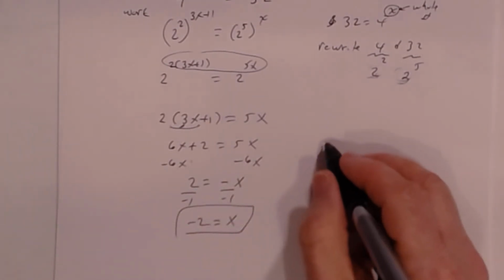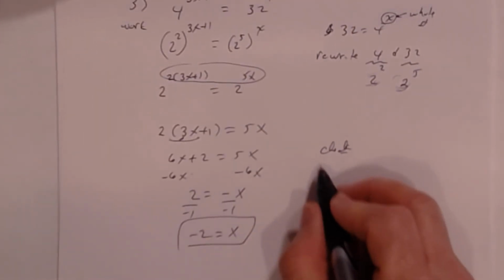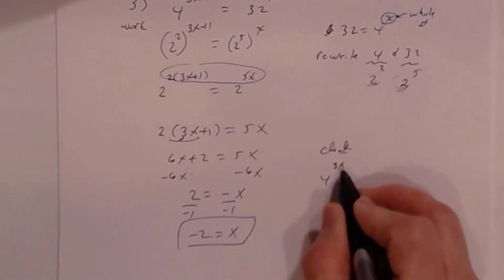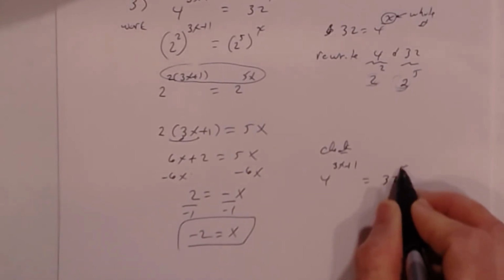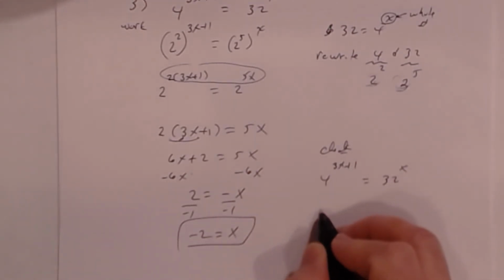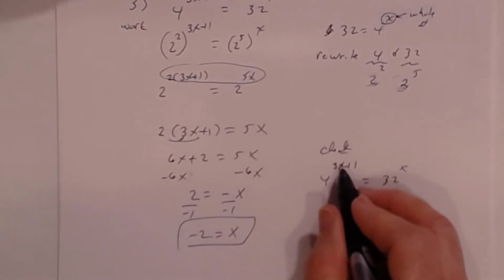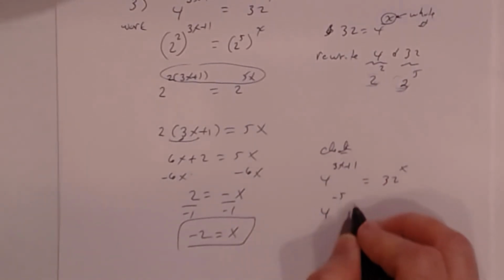All right. And let's check this one real quick, since it's just an integer. Let's just check in the original problem. So here's the original. 4 to the 3x plus 1 equals 32 to the x. So in place of x, I'm going to substitute negative 2. All right, so here's what we get. We get 4 to the, 3 times negative 2 is negative 6, right? And then negative 6 plus 1 is a negative 5.